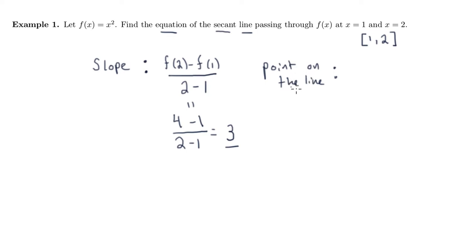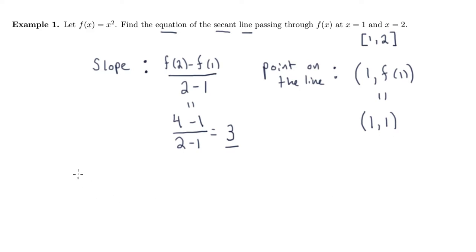Now we need a point on the line. And here we actually have two choices. We can either use 1 comma f of 1 or 2 comma f of 2. So I'm just going to use 1 comma f of 1. And now f of 1 is really 1 squared, which is 1. So my point on the line is just 1 comma 1.